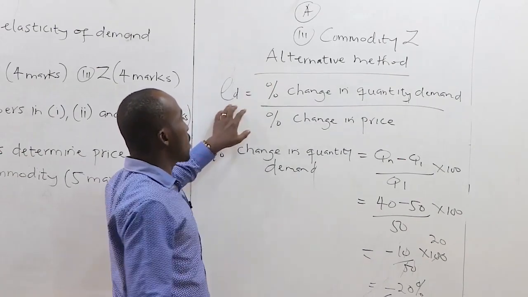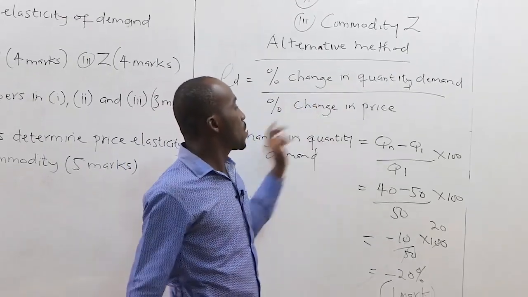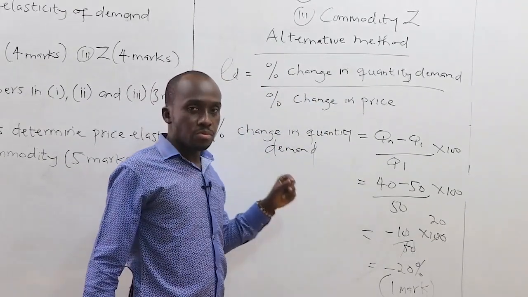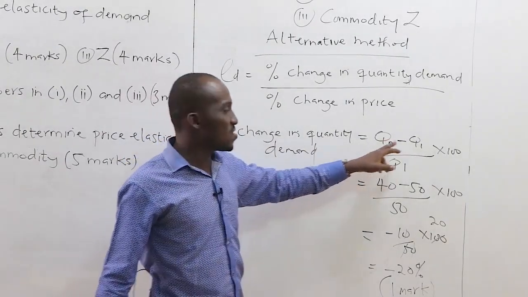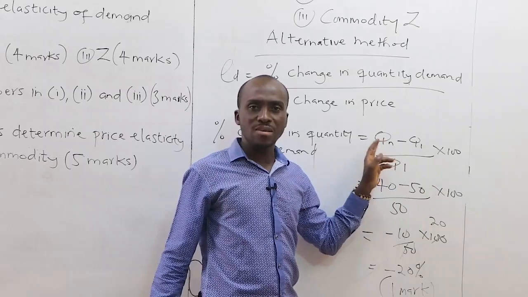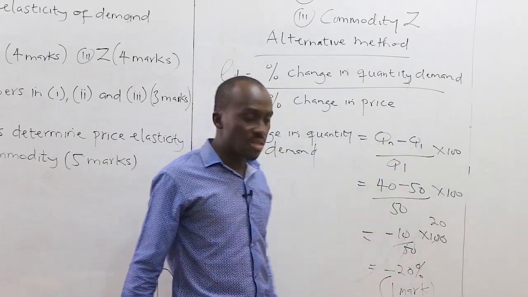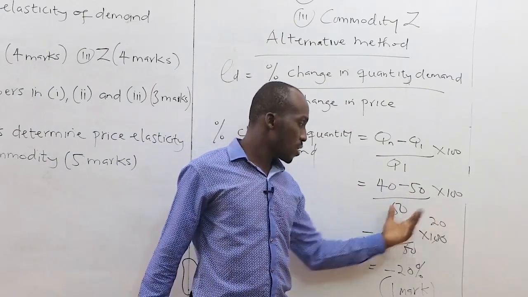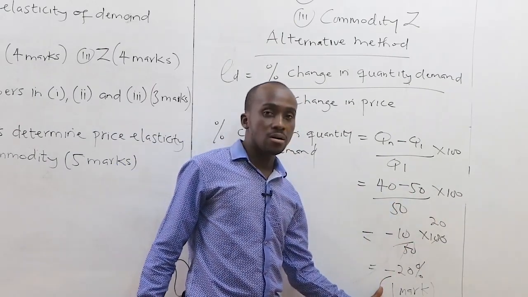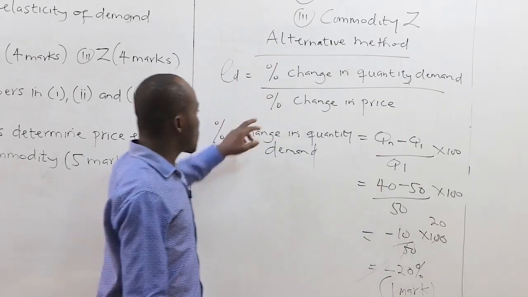So let's see what went on. Alternative approach is supposed to find percentage change in quantity demand divided by percentage change in price. What is the percentage change in quantity demand? It's the new demand minus the initial divided by initial times 100. What's the new demand? The new demand from the question is 40. The initial demand is 50, divided by 50 times 100. And if you put it in the function, you're going to get 1 mark. So you're going to do that for the percentage change in price too.